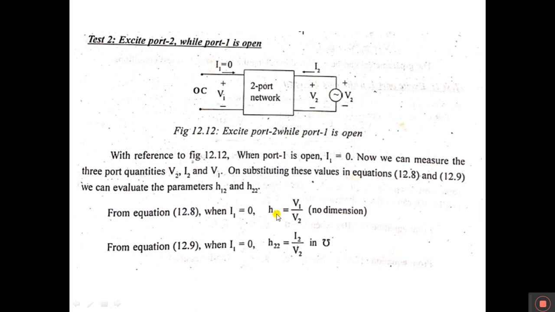So now H12 equals V1 by V2, and H22 equals I2 by V2. Here also V1 by V2 holds, both are cancelled, so no dimension. Here I2 by V2 is mho. V2 by I2 becomes ohm, and I2 by V2 becomes mho.